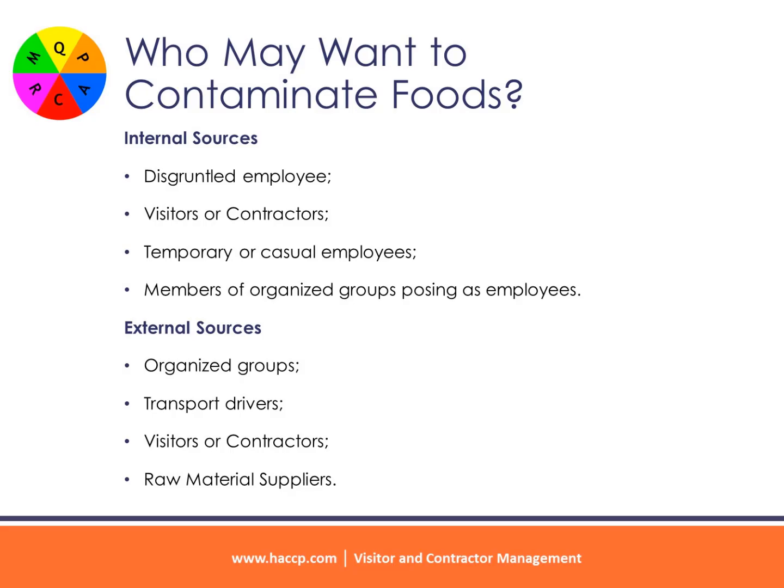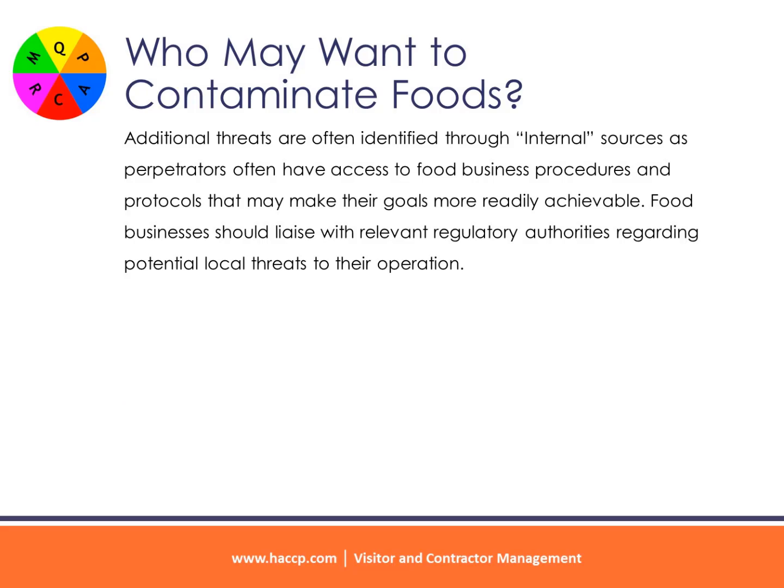Visitors or contractors. Temporary or casual employees. Members of organized groups posing as employees. External sources: organized groups, transport drivers, visitors or contractors, raw material suppliers. Additional threats are often identified through internal sources, as perpetrators often have access to food business procedures and protocols that may make their goals more readily achievable. Food businesses should liaise with relevant regulatory authorities regarding potential local threats to their operation.